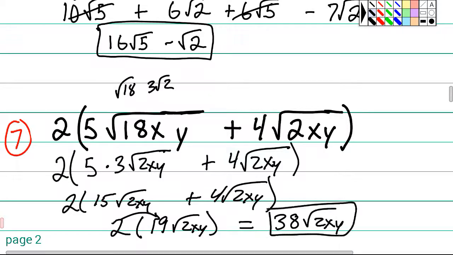Now you might be asking yourself, why didn't I distribute the 2 inside here? Remember, you're either on the outside or on the inside. You can't go back and forth, okay? Unless you're coming out, as in a perfect square. But no, you don't distribute this 2 on the outside into the inside there.